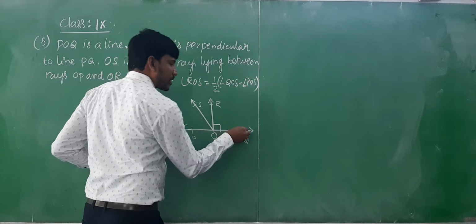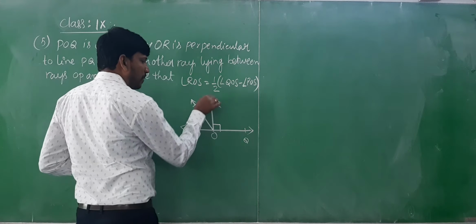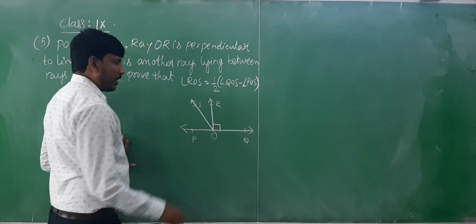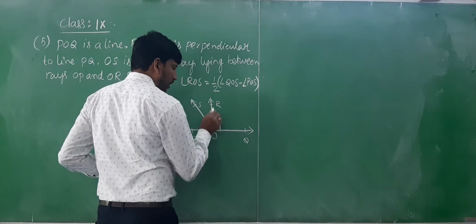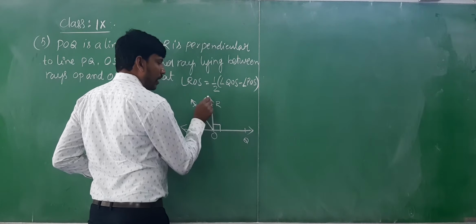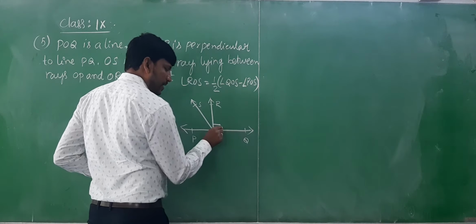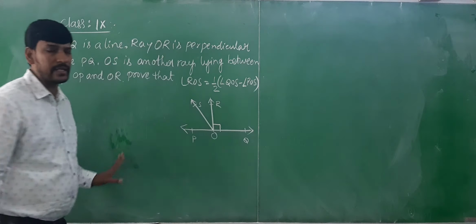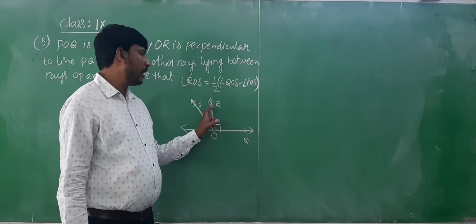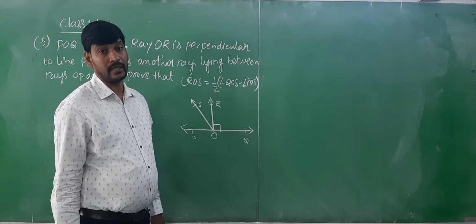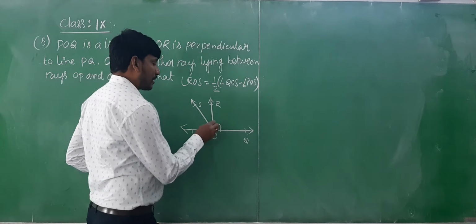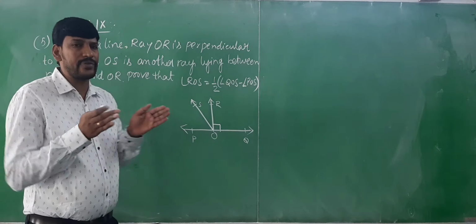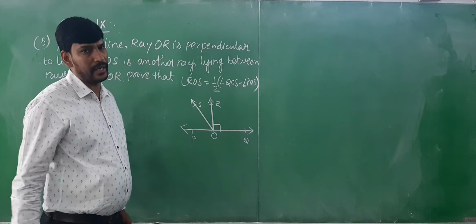Here POQ is a straight line. OR is perpendicular, meaning the angle it makes is 90 degrees. So if ROQ is 90 degrees, then ROP is also 90 degrees. Here OR is the perpendicular bisector. Perpendicular bisector means it divides into two equal halves, and each angle will be 90 degrees.